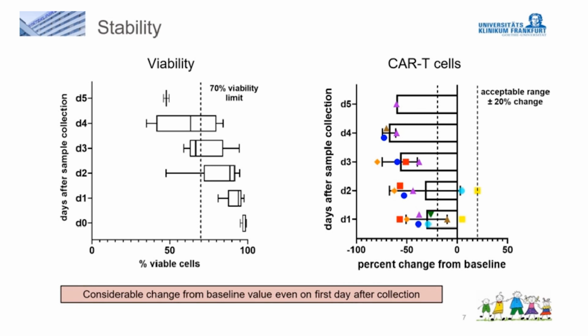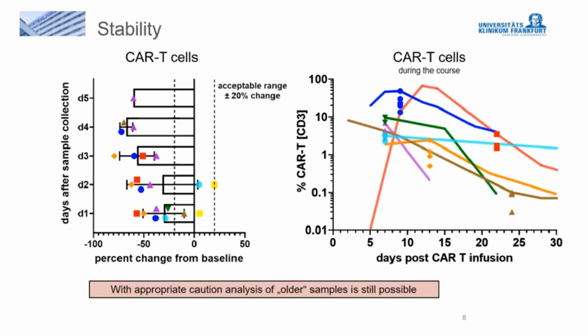In addition, we took morphological images, and here too it was confirmed that the CAR T cells appeared exhausted and apoptotic, especially in the expansion phase, more so than in comparison with the other immune cells that are regularly measured. However, the general tendency of the curves was not affected and no false positive occurred. So we think that with appropriate caution, analysis of older samples is still possible.